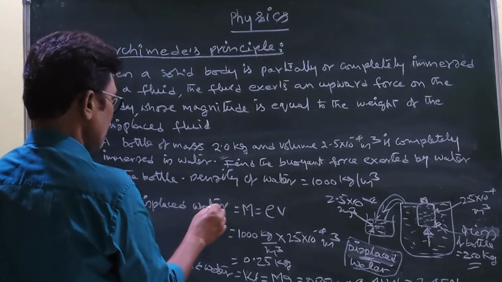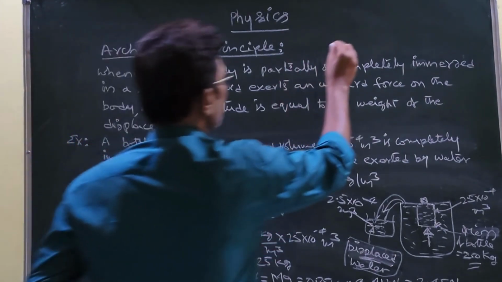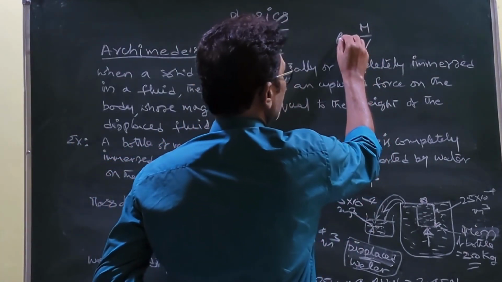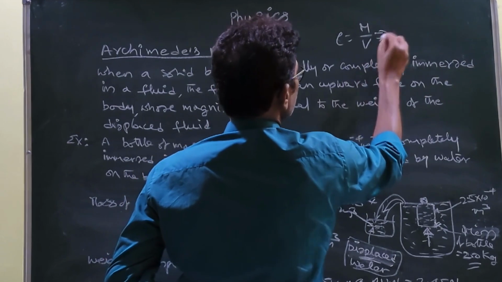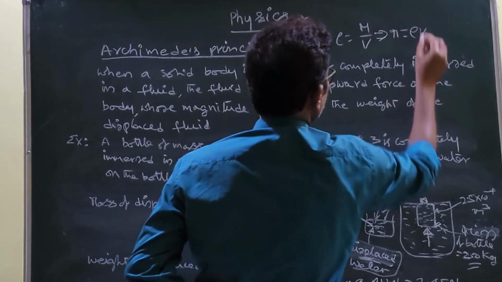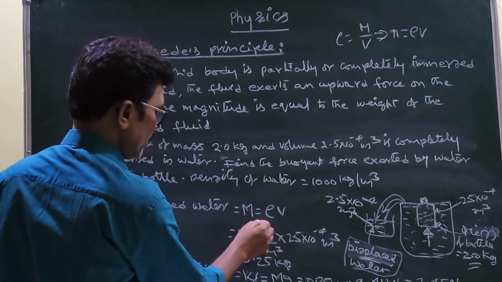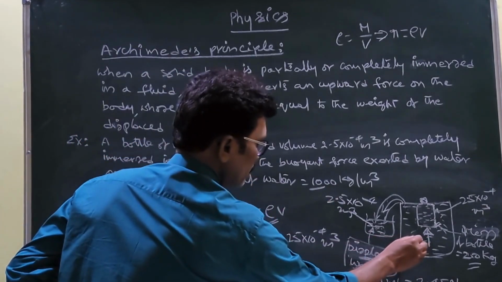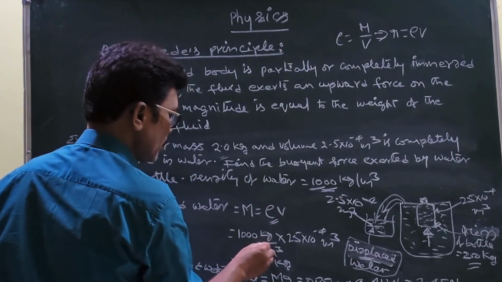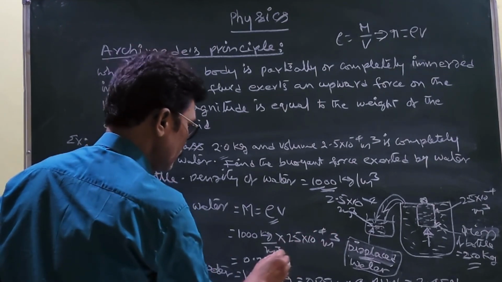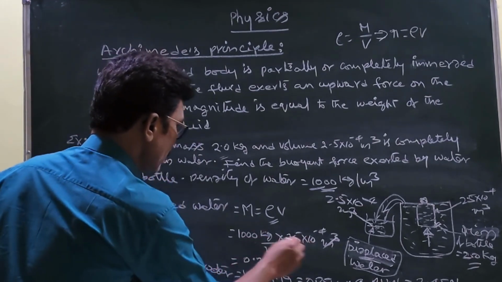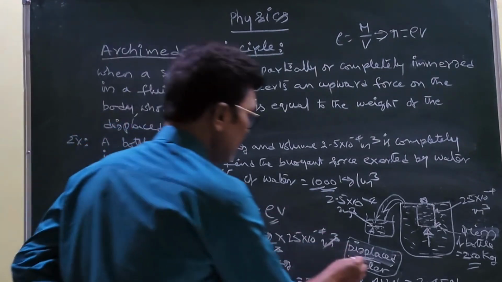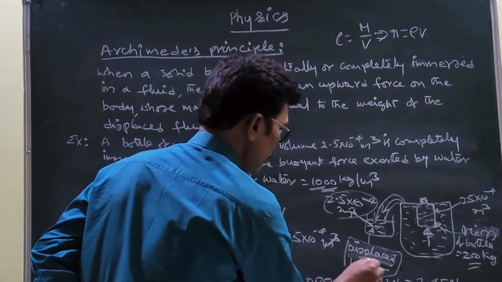Therefore, the mass of displaced water: we know the mass density of water, rho, is equal to mass divided by volume. From this, mass equals rho times volume. The mass density of water is 1000 kg per meter cube, times volume 2.5 × 10^-4 m³. The meter cube cancels, and if you simplify, you finally get 0.25 kg. This is the mass of the water displaced.